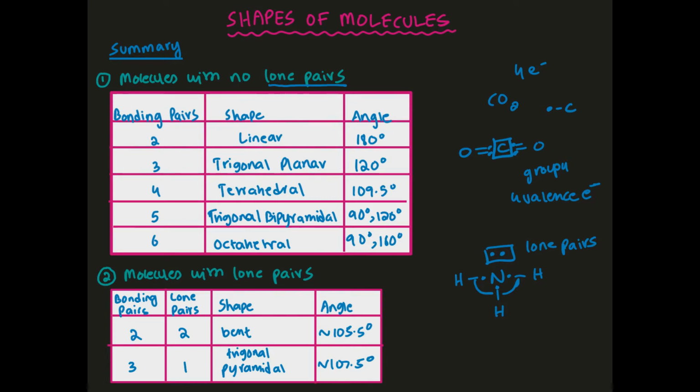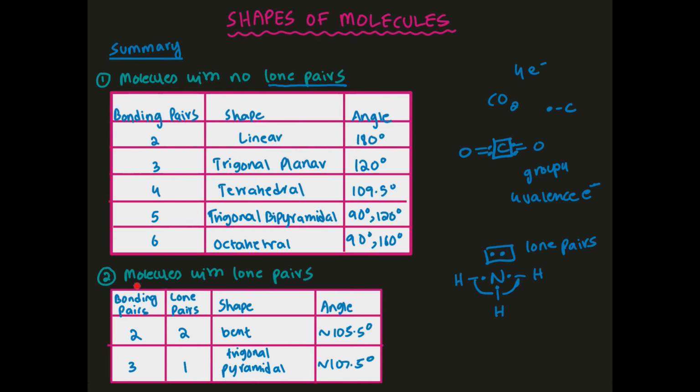But first I'm going to go over the number of bonding pairs and the different shapes. If you have 2 bonding pairs, the shape is linear and the angle is 180 degrees. If there's 3 bonding pairs, the shape is trigonal planar and the angle is 120 degrees. If you have 4 bonding pairs, the shape is tetrahedral and the angle is 109.5 degrees. If you have 5 bonding pairs, the shape is trigonal bipyramidal and the angles are 90 degrees and 120 degrees in their respective planes, and we're going to discuss this also later on. If you have 6 bonding pairs, the shape is octahedral and the angles are 90 degrees and 180 degrees.